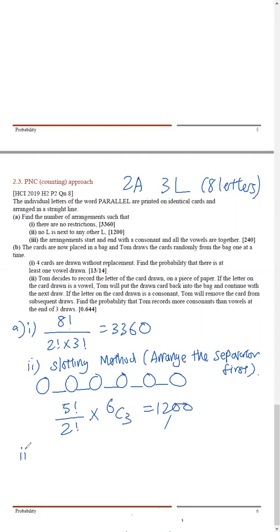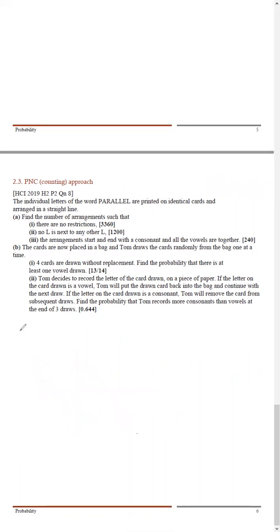Part 3. For part 3, we need the arrangement to start and end with a consonant, and all the vowels are together. Let me clear this because this one needs space. So for part 3, we must know that we have 3 vowels and 5 consonants.